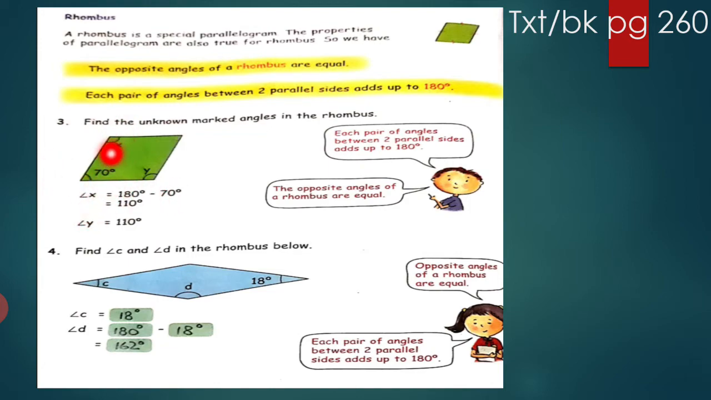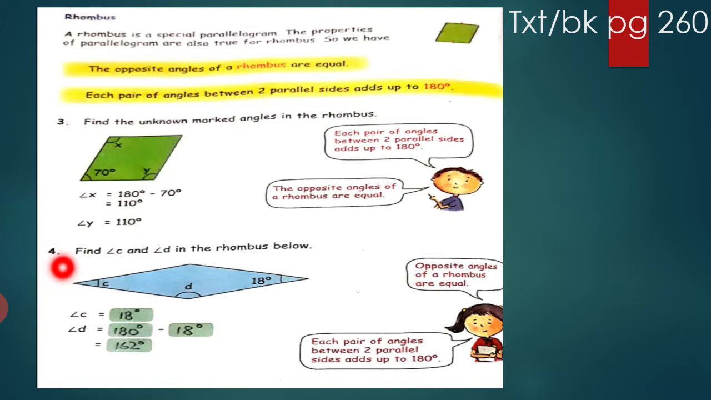So students, angle X and angle Y are opposites. They will be equal, but both are unknown, so we have to go for this side first, as there are two parallel sides, and angle X plus 70 degrees will give you 180 degrees because 70 degrees is given to you. So subtract 70 degrees from 180 degrees will give you 110 degrees. As angle X is equal to 110 degrees, angle Y will also be equal to 110 degrees.